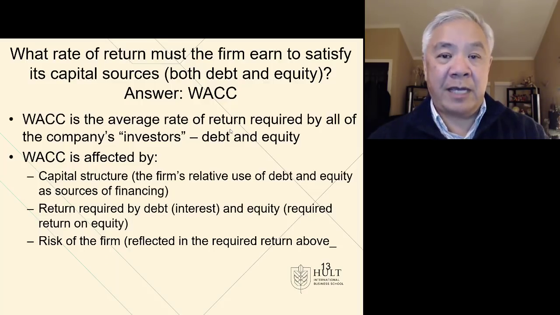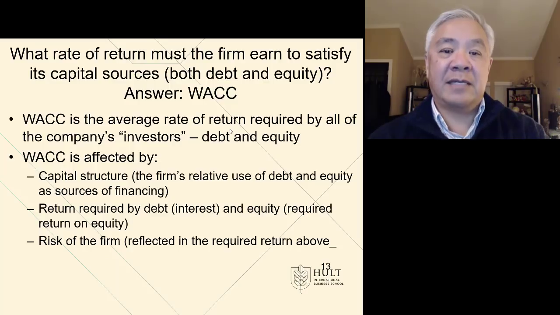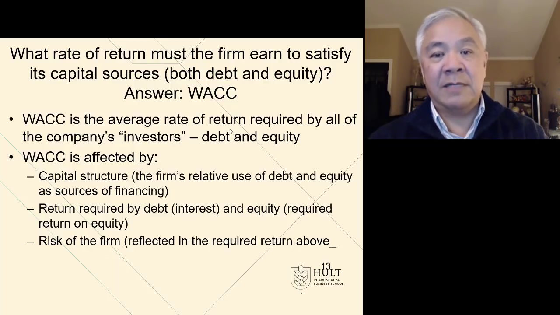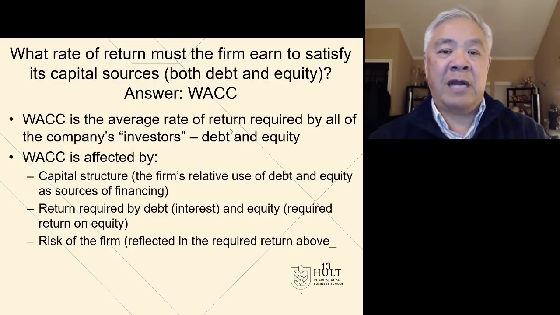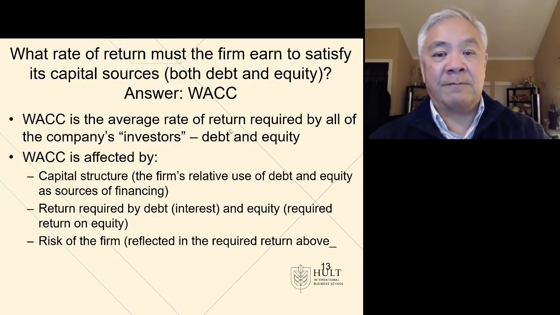Now, what if the opposite were the case? If it's 10% debt and 90% equity, then the weighted average cost of capital should be higher because there's more equity, and equity holders demand a higher return than a lender.